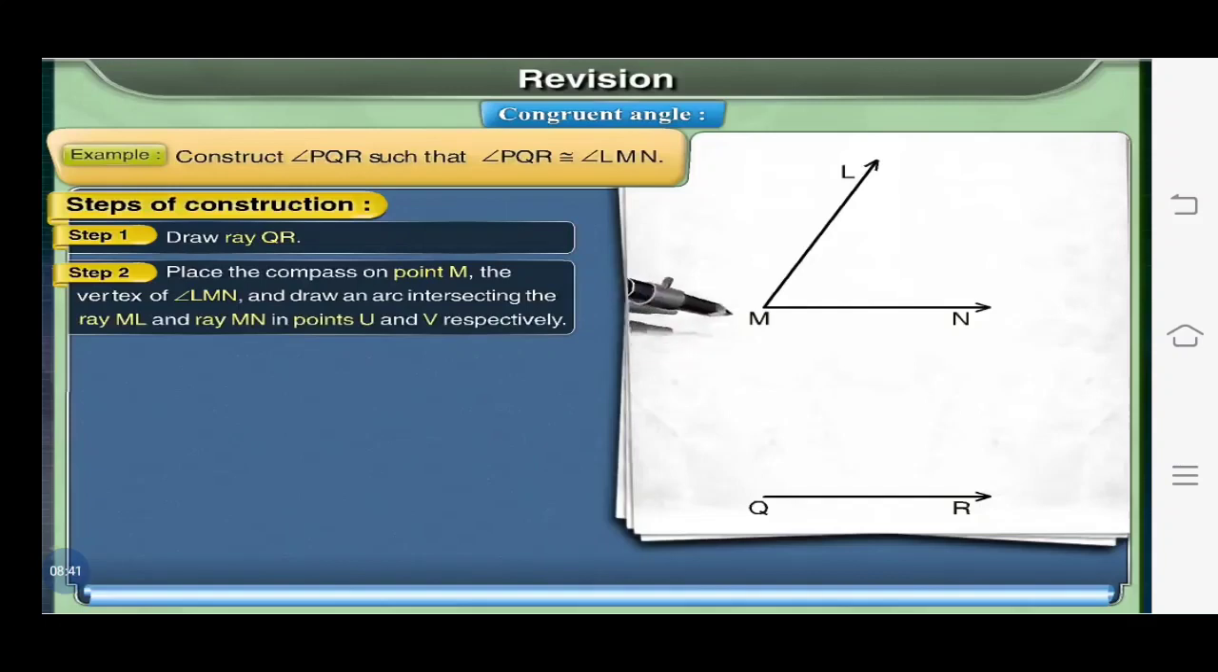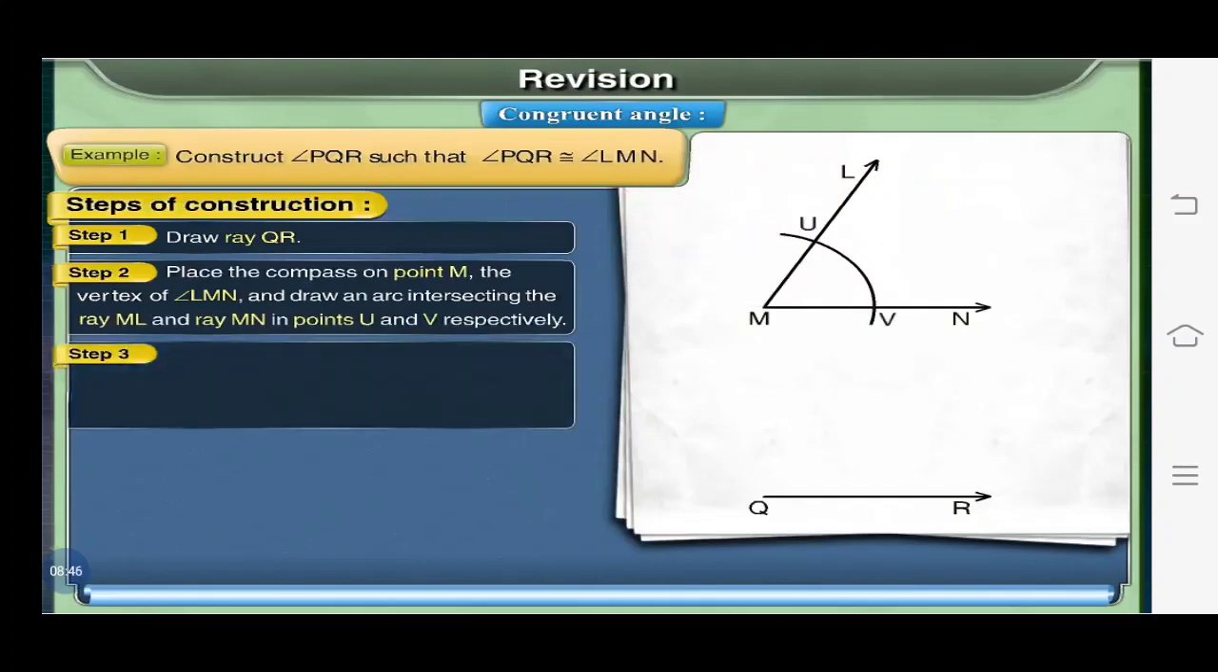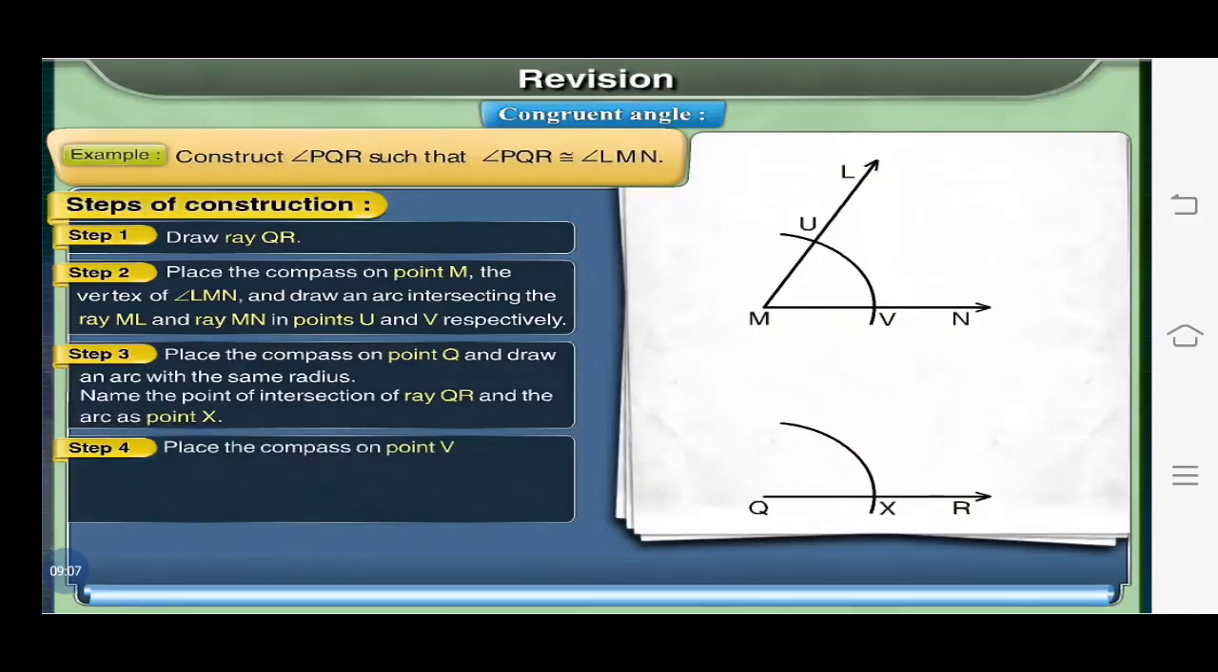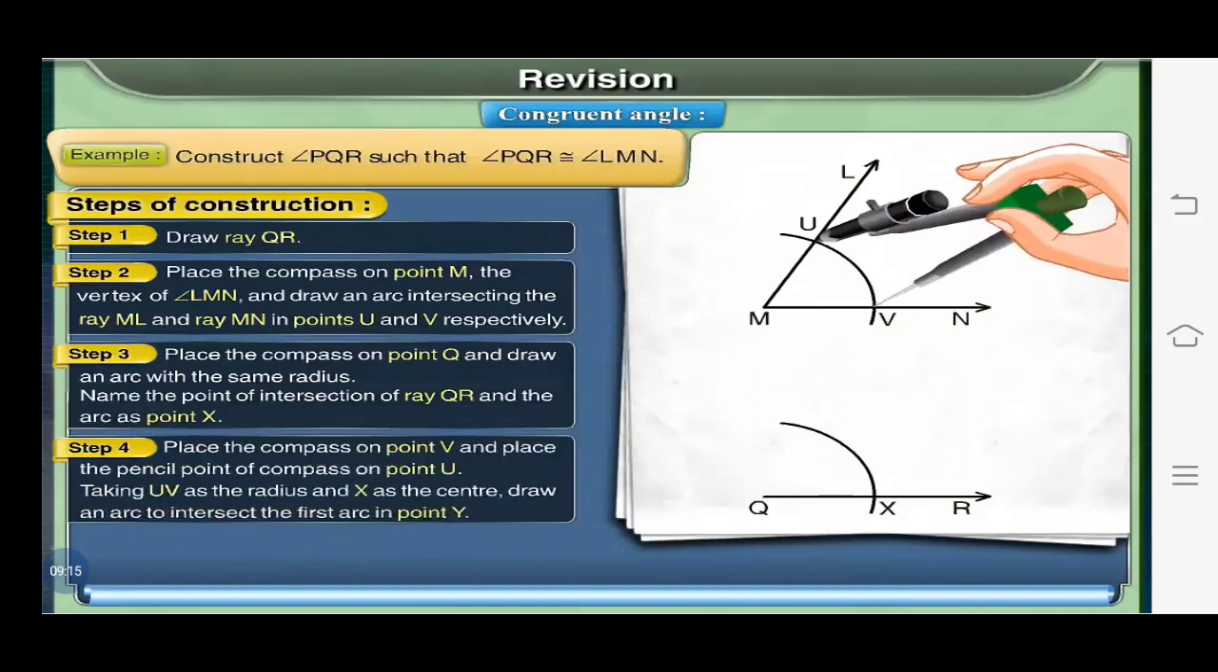Step 3. Place the compass on point Q and draw an arc with the same radius. Name the point of intersection of ray QR and the arc as point X. Step 4. Now place the metallic point of compass on point V and pencil point of compass on point U. Taking UV as the radius and X as the center, draw an arc to intersect the first arc in point Y.